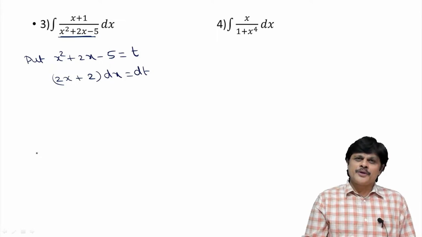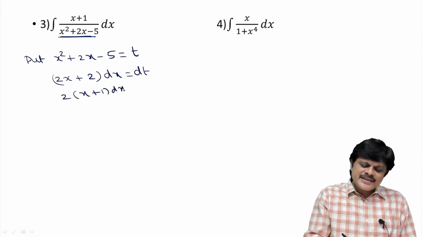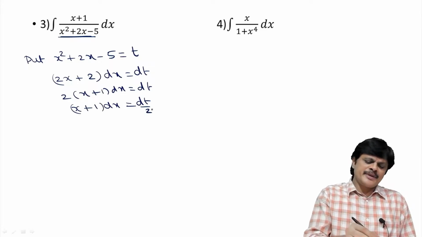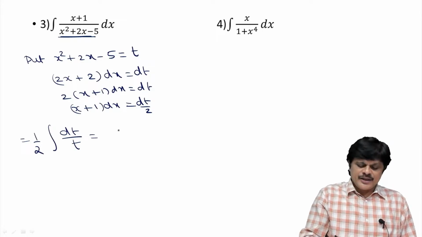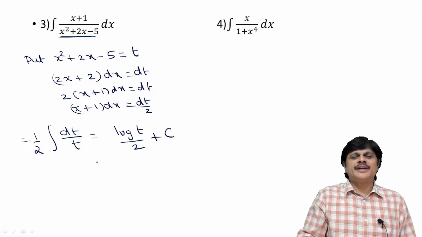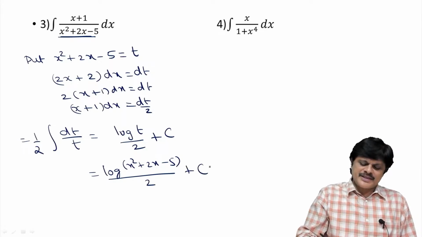Got it? Hope you understand. Now this is nothing but 2 into (x plus 1) dx is equal to dt. So what is (x plus 1) dx? dt by 2. Just make this substitution in the numerator. (x plus 1) dx is dt by 2. So 1 by 2 outside, and the denominator x square plus 2x minus 5 is t. And what is the integral of 1 by t? Log t by 2 plus constant of integration. But what is t? Log of (x square plus 2x minus 5) whole divided by 2 plus c.